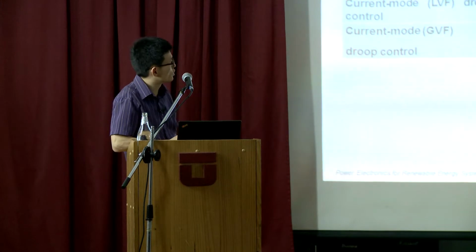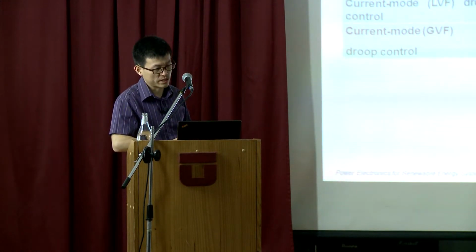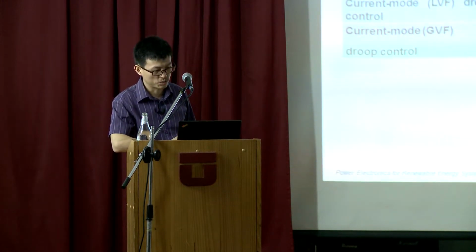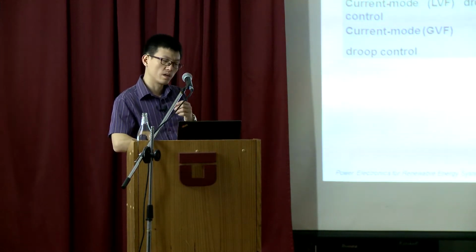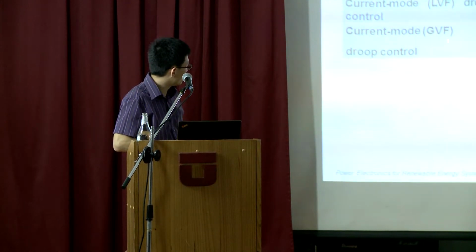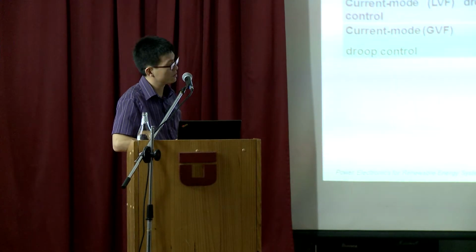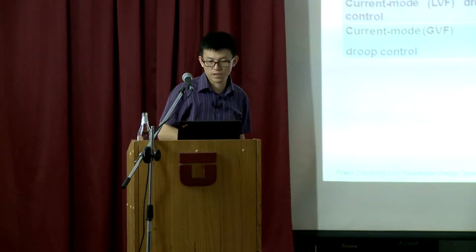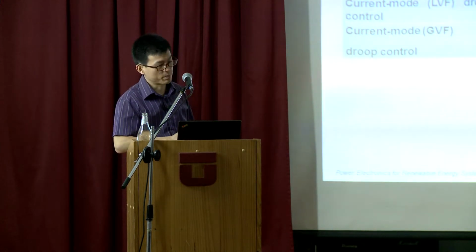These properties are very important to look at. The voltage droop control only depends on local measurements, and so does the local voltage feedback current mode droop. But for the global voltage feedback, you need an extra global voltage measurement. So this is something extra you have to pay for.